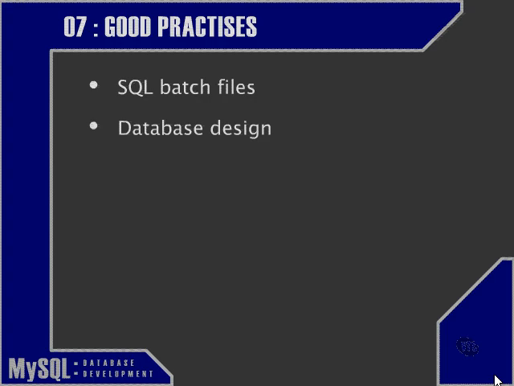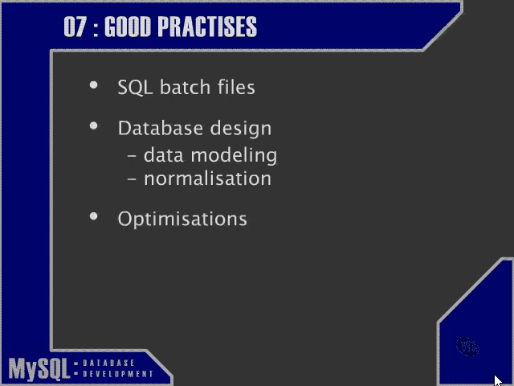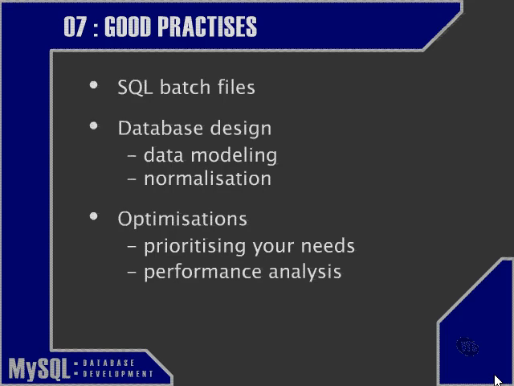Then we're going to look at some basic principles of database design, including data modeling and normalization. Then we're going to look at ways in which we can optimize our existing databases. First of all, prioritizing which kind of optimization is the most important. Then ways to analyze the performance of our SQL queries, use of indexes, and finally denormalization, and some other optimizations as well that we don't have room to put here. All of that will come later in this chapter.